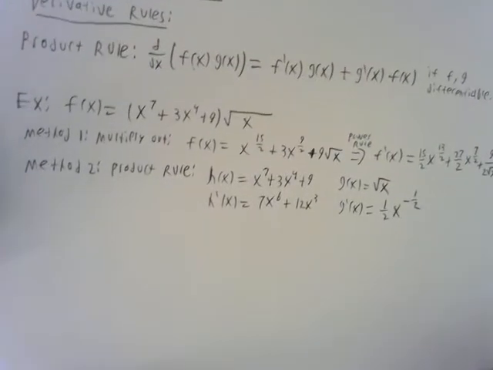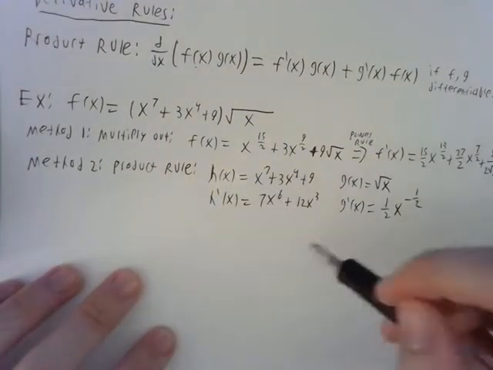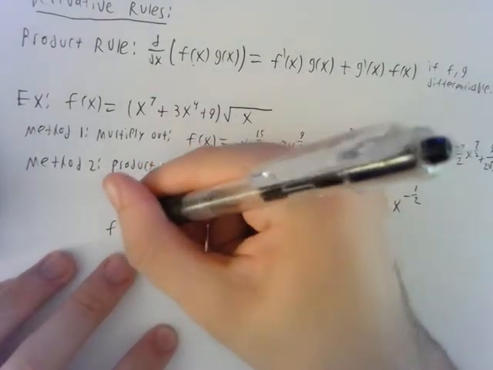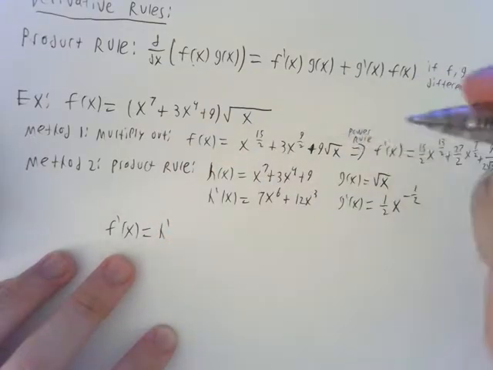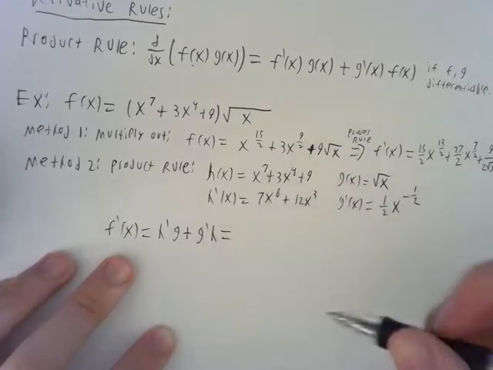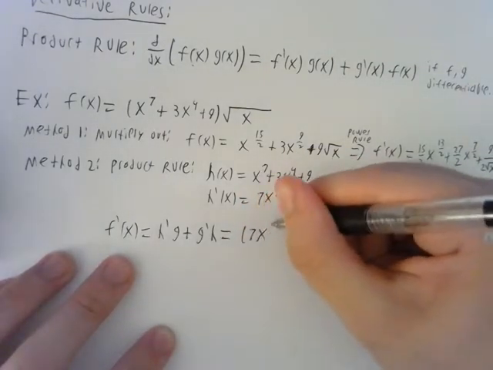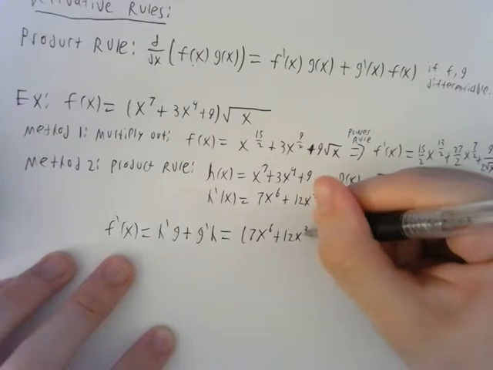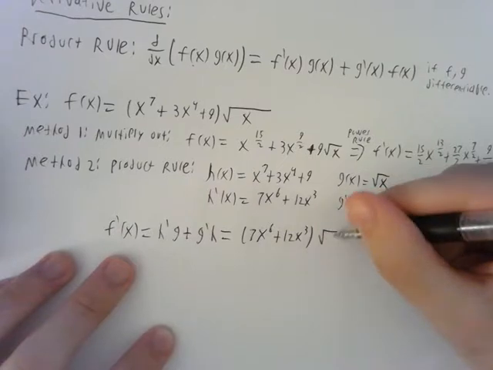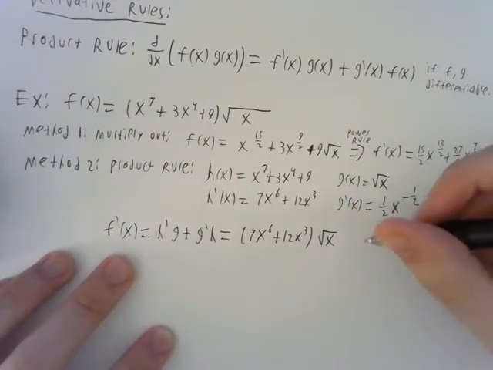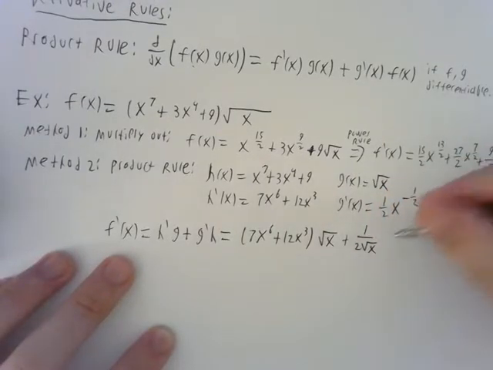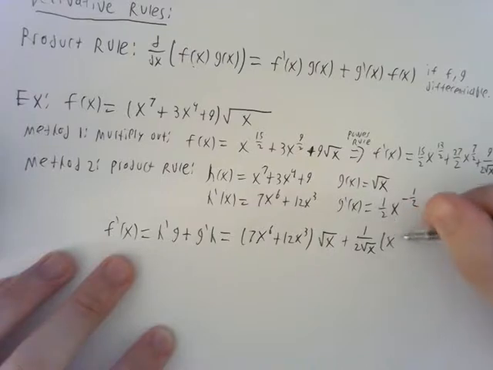Now, if I want to find the derivative of this function, I use my product rule. F prime of x is equal to h prime g plus g prime h. If I plug in everything that I've calculated above, I get 7x to the 6th plus 12x cubed times g of x, which is square root of x, plus 1 over 2 square root of x, which was g prime of x, times x to the 7th plus 3x to the 4th plus 9.